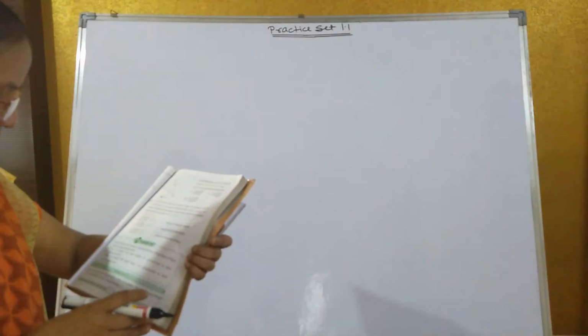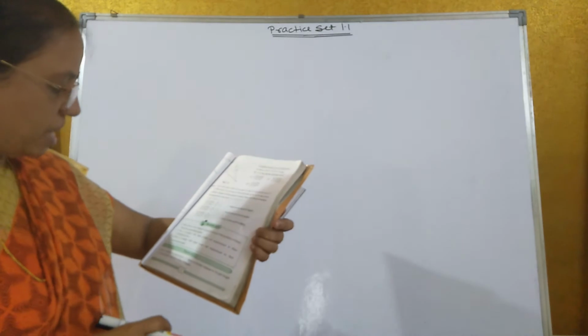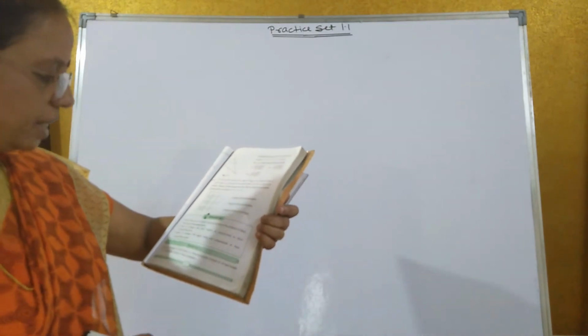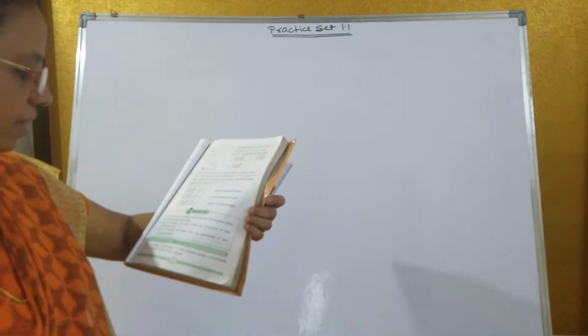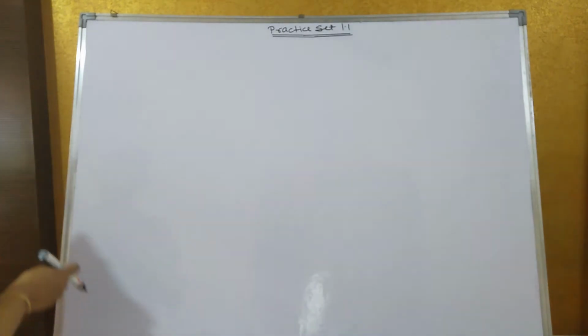Practice set 1.1. Now they have given the base of the triangle is 9 and height is 5, and the base of another triangle is 10 and height is 6. Find the ratio of the areas of these two triangles.